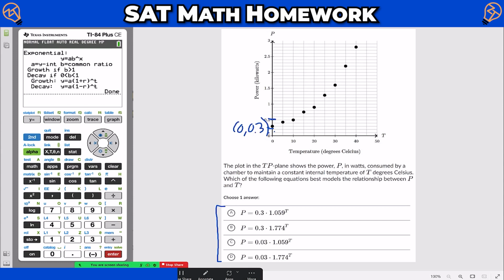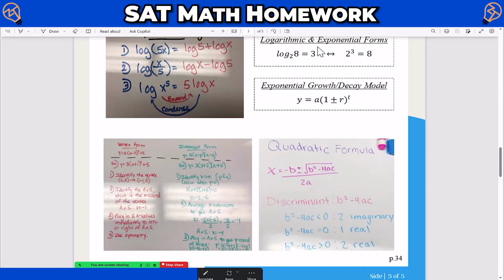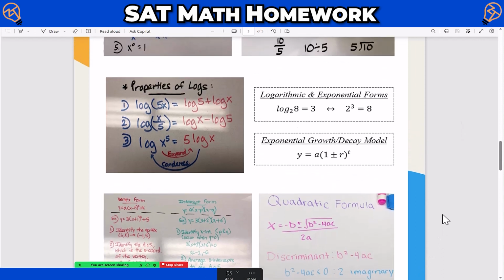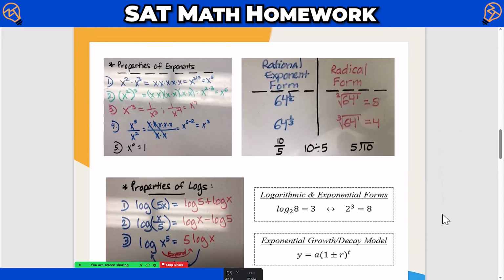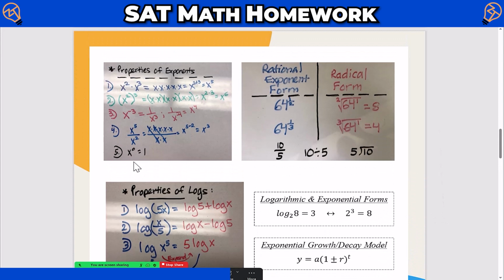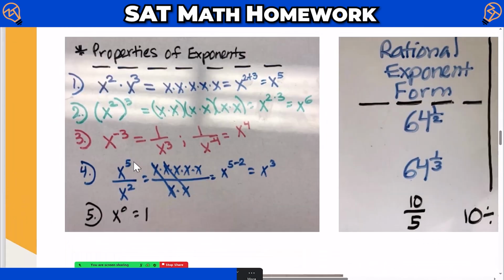So if I plug in 0 for t in these different functions, anything to the 0 power is... If you go to page 34, you can find out that on this side of the math reference document, we have our properties of exponents. And notice anything to the 0 power is what? 1. So that's a very important fact to know here.